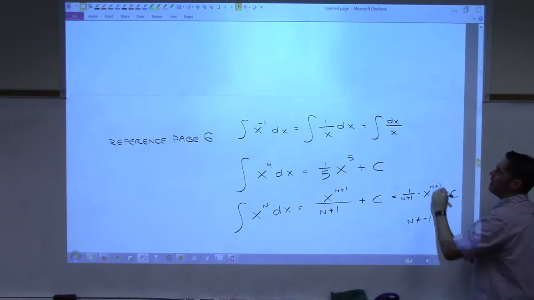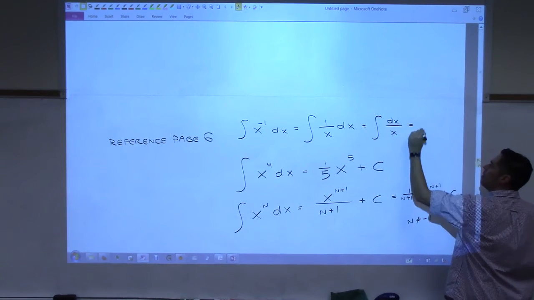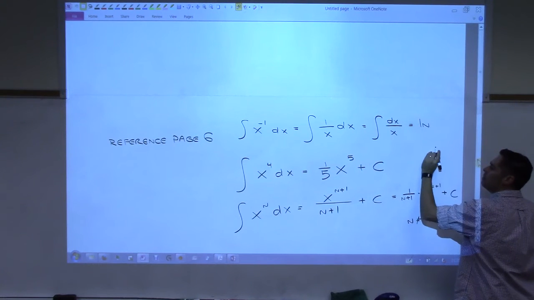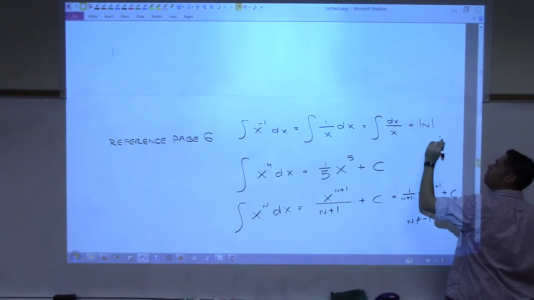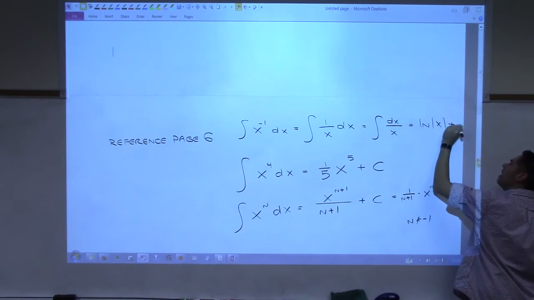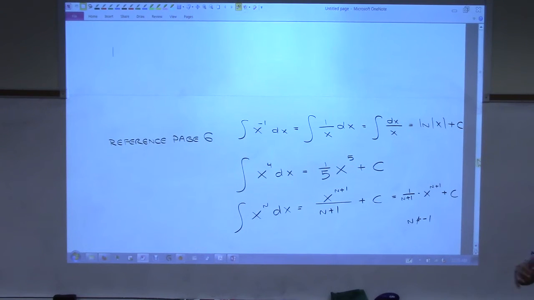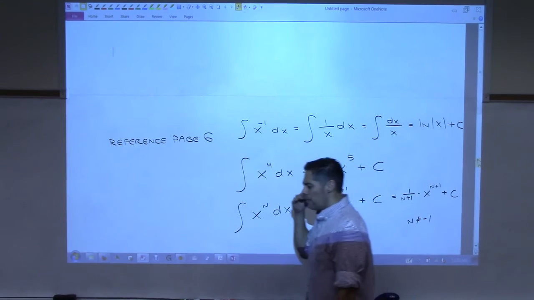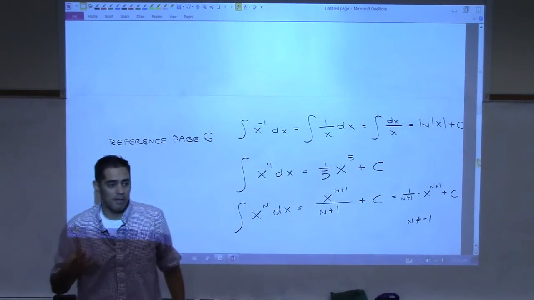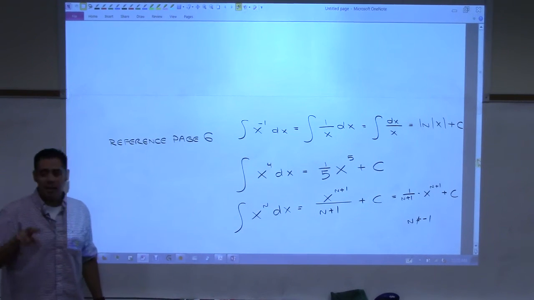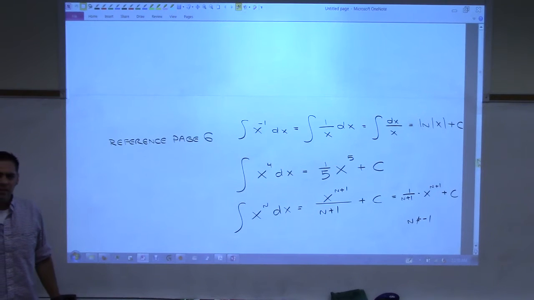And they're saying that the answer to that is what? Natural log of what? Absolute value, okay? Now that's something I did not mention last class. I want to mention that now. That's why I'm having you look at it. From here on out, if you're taking the antiderivative of 1 over x, the antiderivative of that is the natural log of the absolute value of x. And that's because, remember, in a logarithm, you cannot have negatives, right? So we do an absolute value in there. Acceptable?